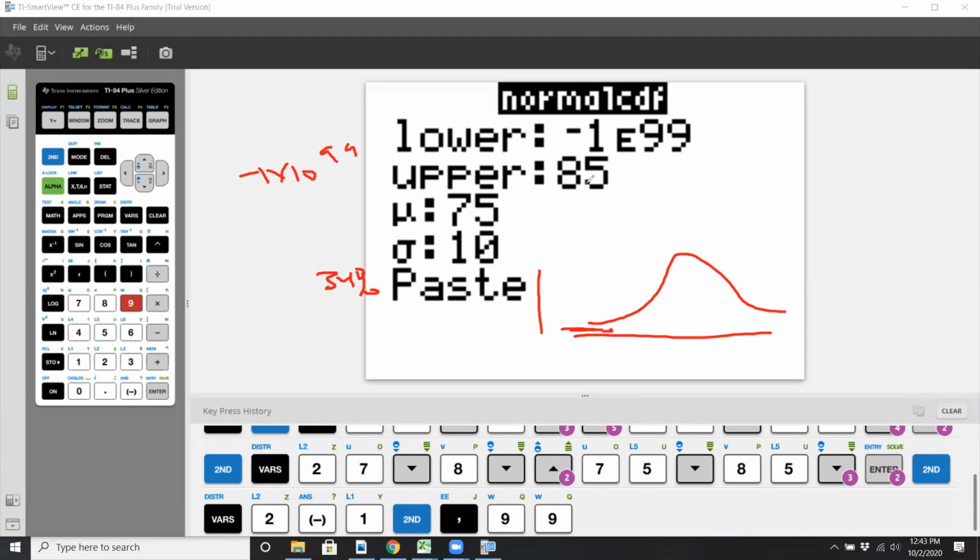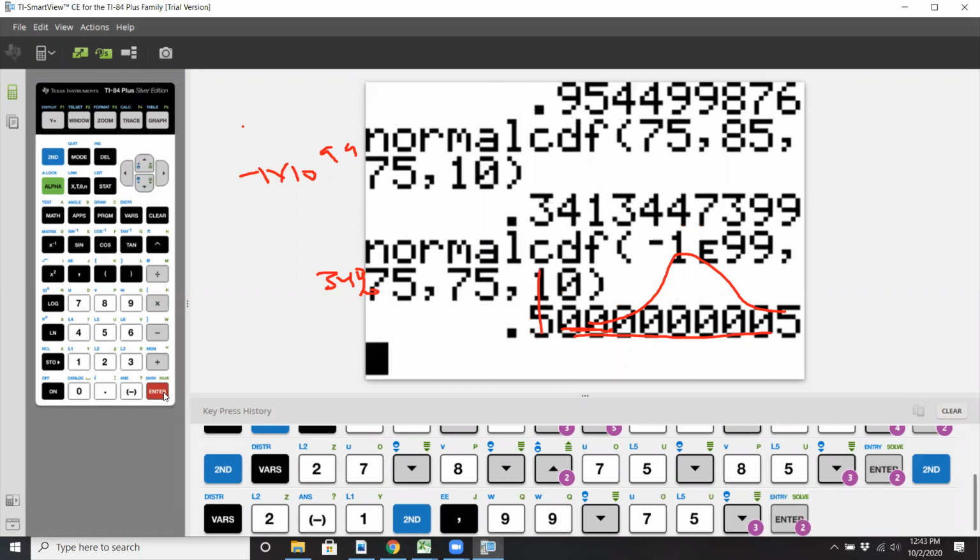And of course I'm going to make the upper 75. Hold on a sec. 75, and then paste, and it should say 50. There we go, 50. And it does that 0.05 at the end just because it is an approximation, of course. Yeah, so that's 50%.